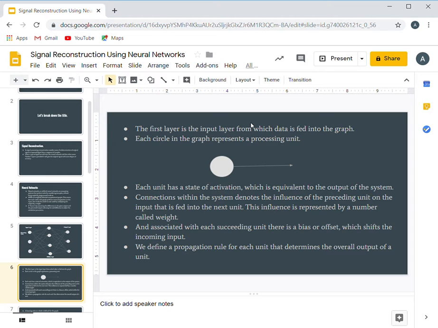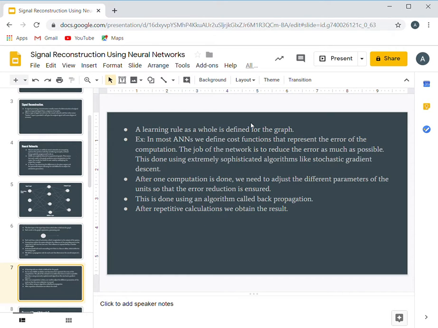Now we define a propagation rule for each unit that determines the overall output of the system. What this propagation rule is, usually we define a function that takes the input and decides whether the neuron will fire, whether the unit will perform calculation.